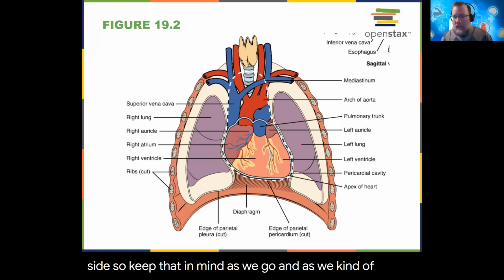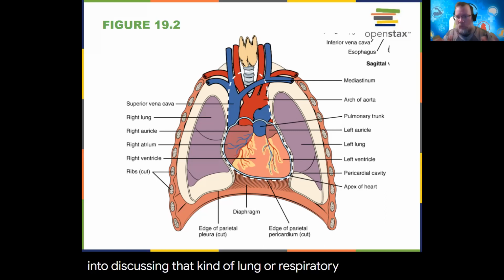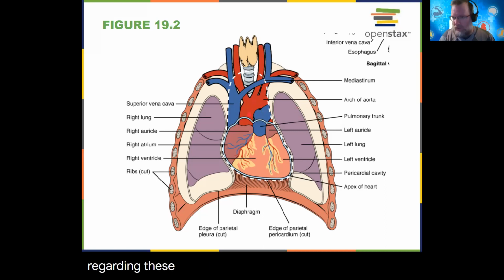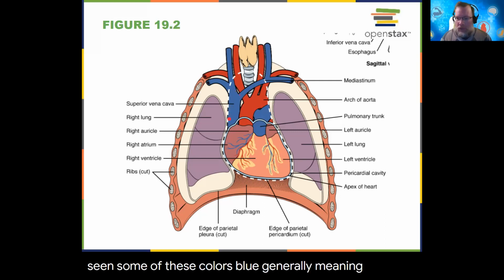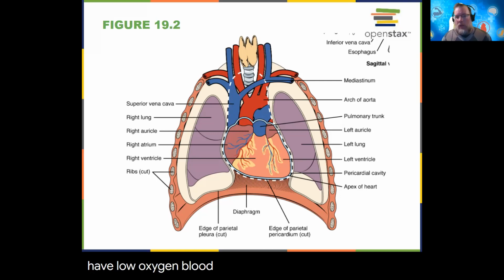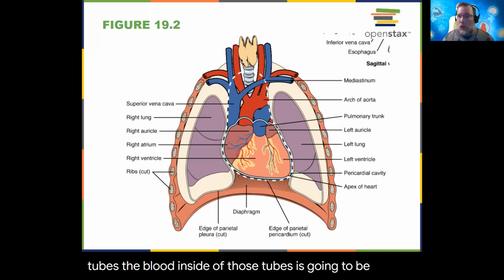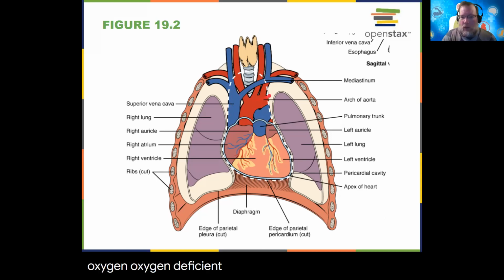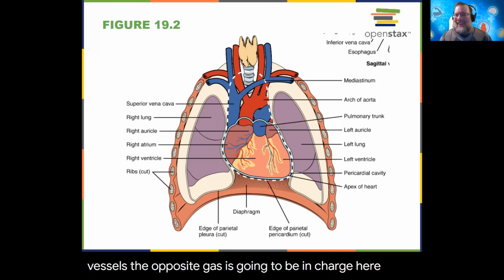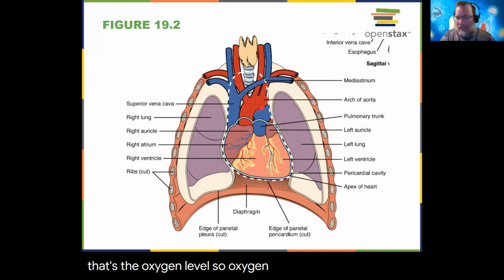And as we segue into discussing that lung or respiratory connection with the heart, we do see a color difference going on regarding these blood vessels. And I think I probably mentioned this several chapters ago, that when we've seen some of these colors, blue generally means that we have low oxygen blood. So when you see blue vessels, blue tubes, the blood inside of those tubes is going to be low in oxygen, oxygen deficient. Okay. When we see these red vessels, the opposite is the case, and that's the oxygen level. So oxygen gas is going to be high when we're talking about red colored vessels.